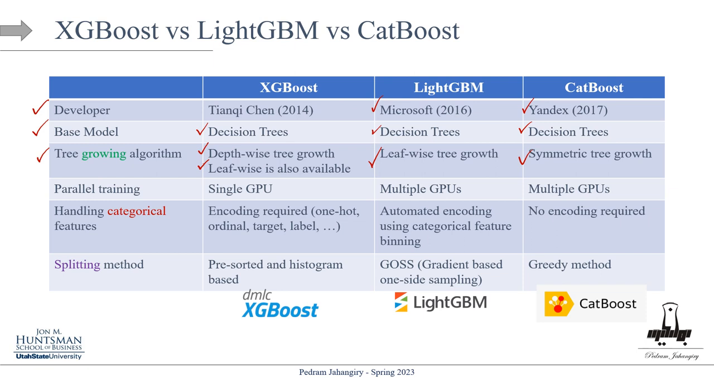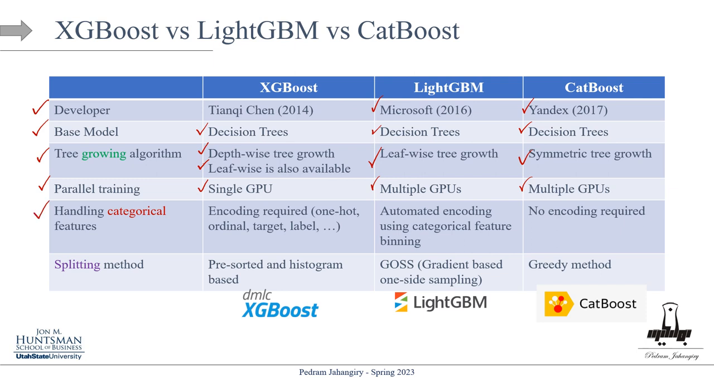Then in terms of parallel processing, XGBoost can do a single GPU, and LightGBM and CatBoost can do multiple GPUs. So that's why they are going to be slightly faster, depending on the size of the data. LightGBM and CatBoost are going to be faster than XGBoost. Actually, LightGBM is the most scalable one among the three.